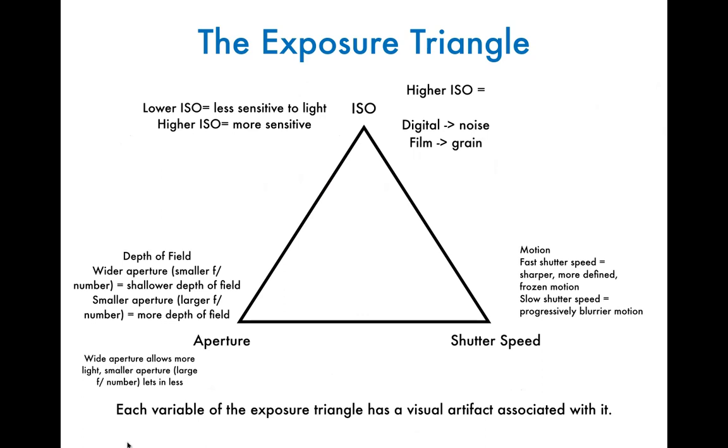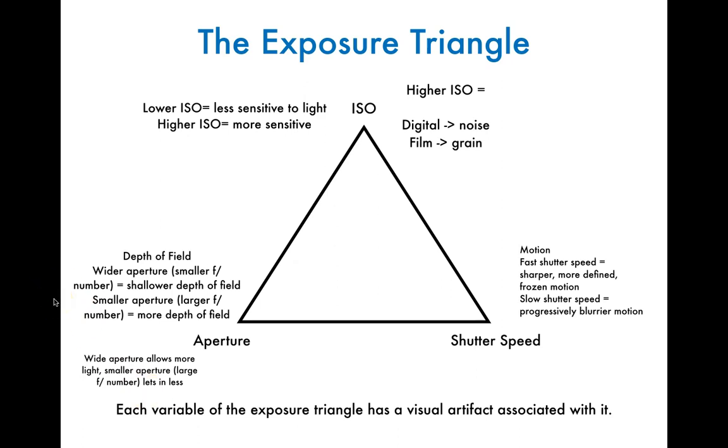And then lastly with shutter speed, the artifact that we have to contend with is obviously what happens to motion. So the faster the shutter speed, it's going to be sharper, more defined, and it's going to tend to freeze motion. With a slow shutter speed, it'll get progressively blurrier and blurrier. And that's all relative to how fast your subject matter is moving and how close it is to the camera. You could have something that's not moving very fast, but it's close to the camera, and it's going to exaggerate that motion, whereas you could have something that's moving incredibly fast, but if it's far away from the camera, it still might not feel like it's moving that much. So keep that in mind.